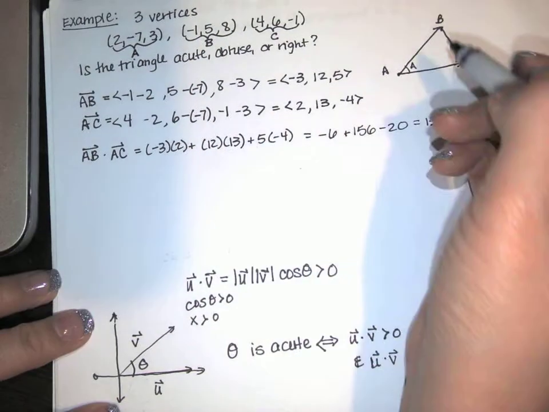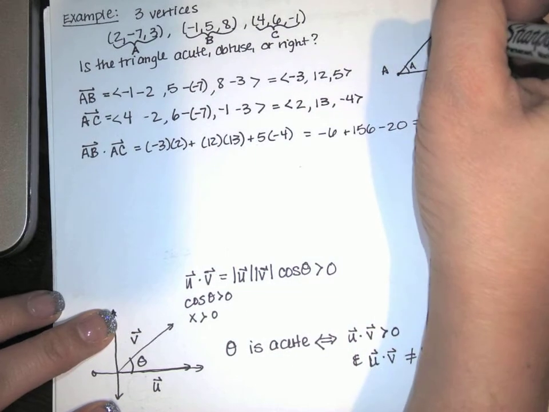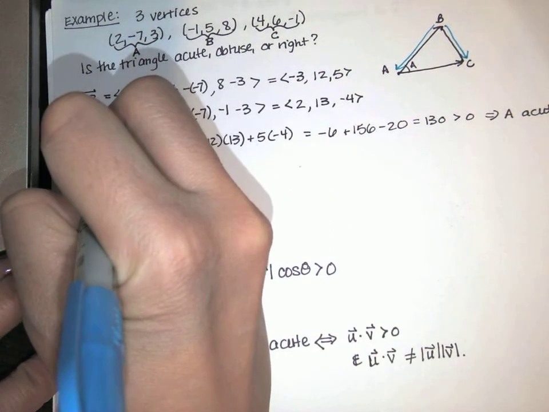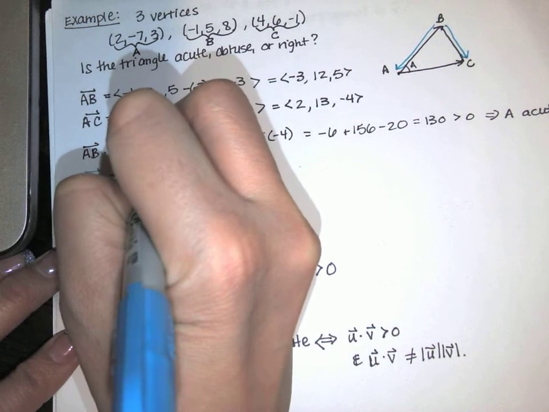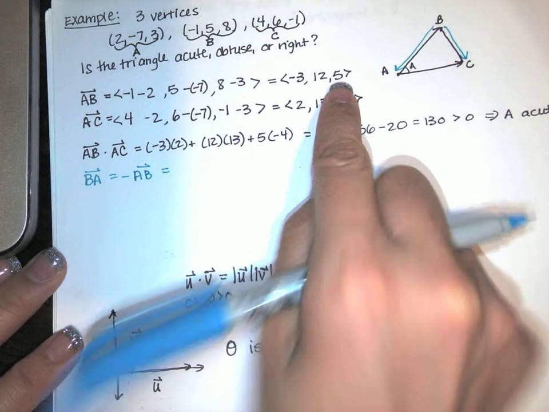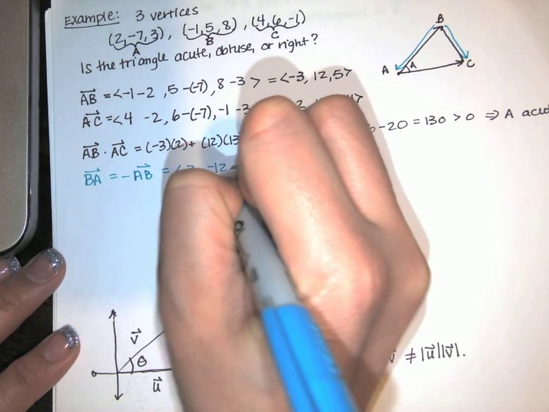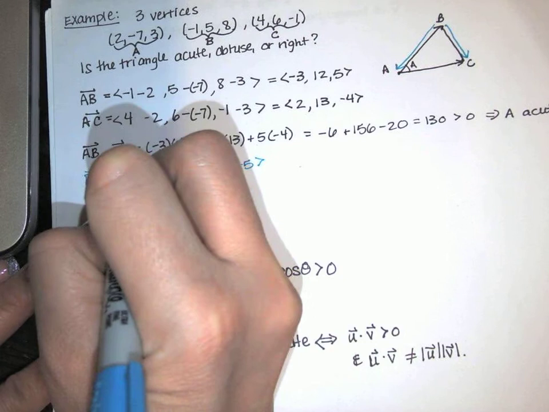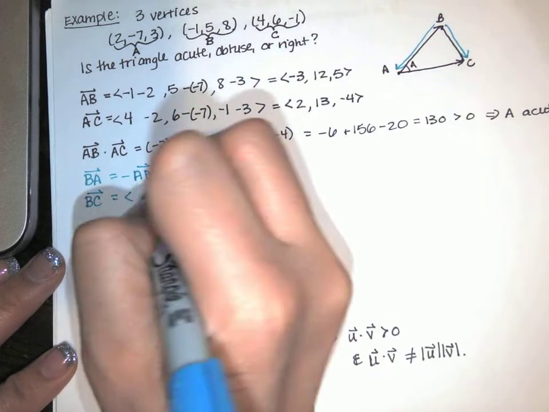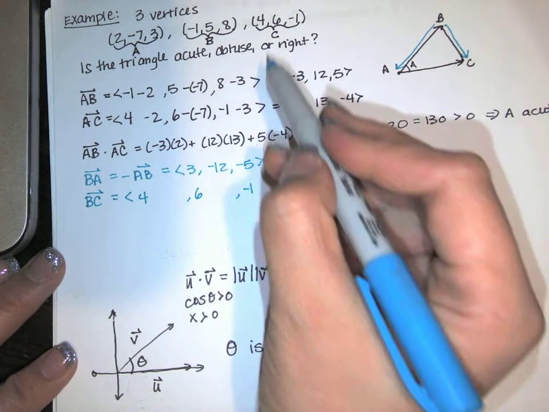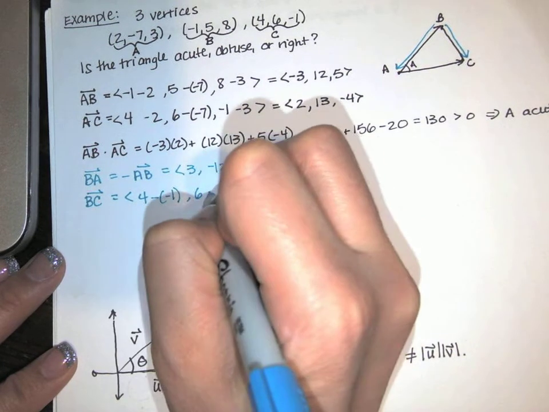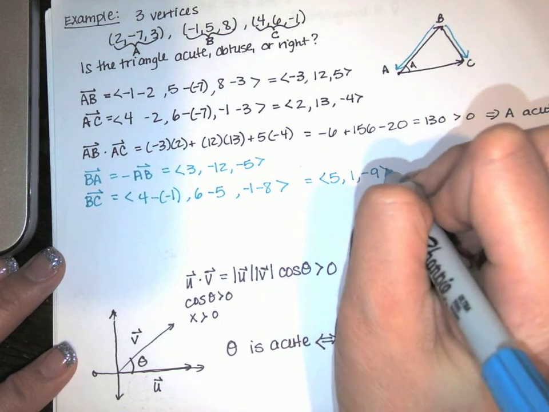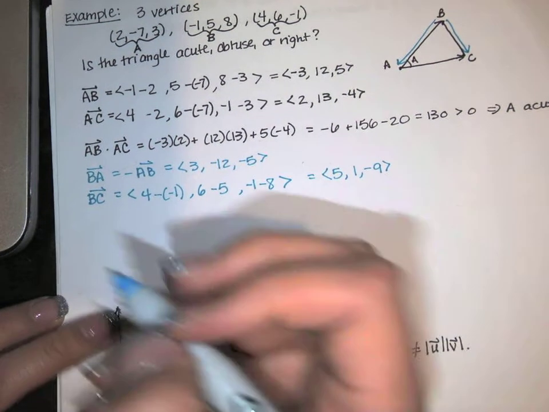To find the angle at B, I need the vectors BA and BC. BA is just the opposite of AB. So I'm going to take this one, multiply it by -1, so I get 3, -12, and -5. I'm going to dot that with BC. Take the terminal point at 4, 6, -1, and subtract the initial point. So I'm subtracting -1, subtracting 5, and subtracting 8. So we get 5, 1, -9, and then take the dot product of those two.